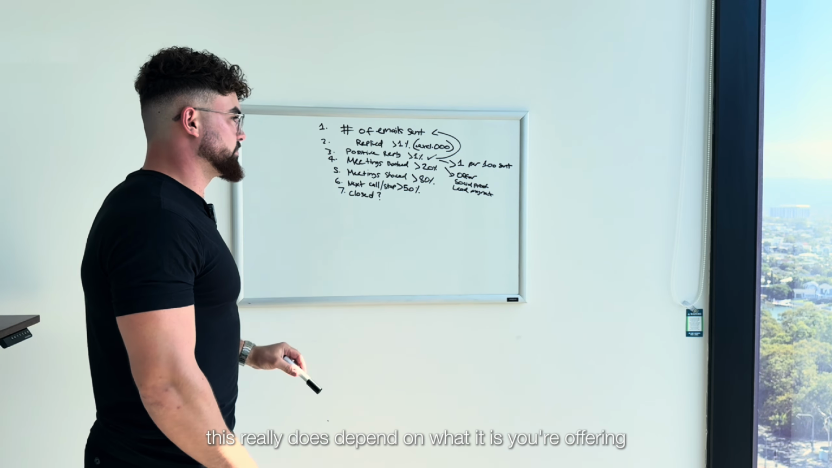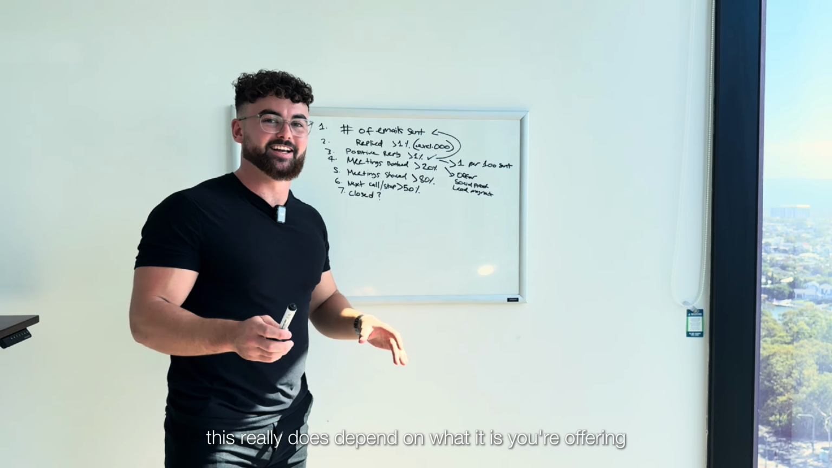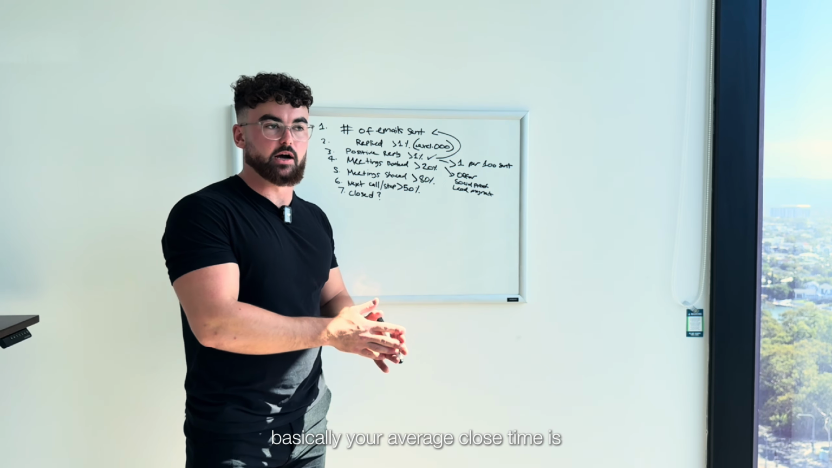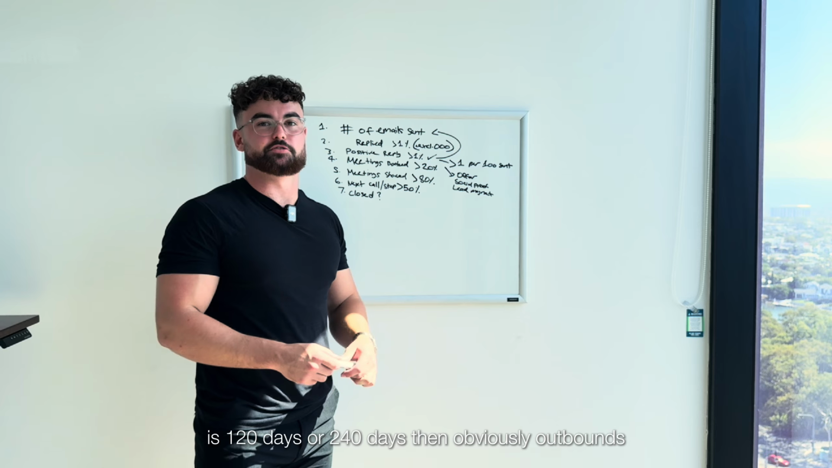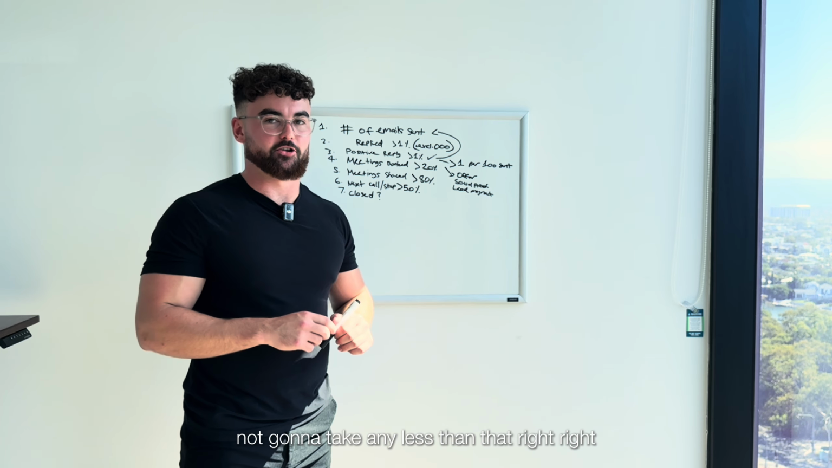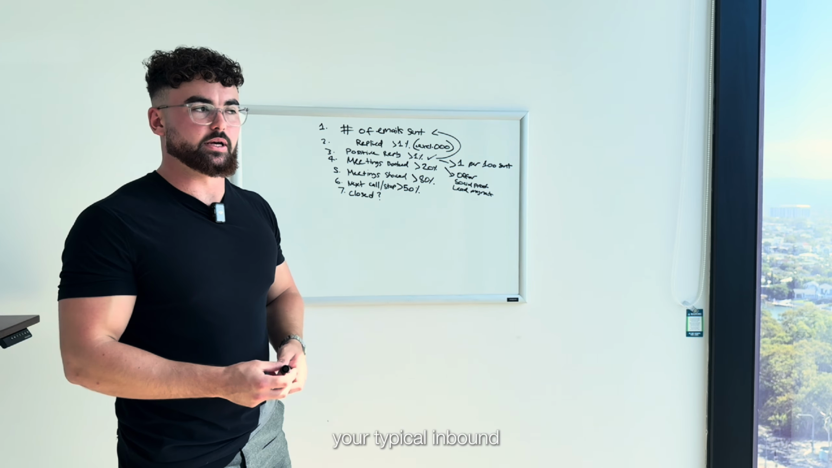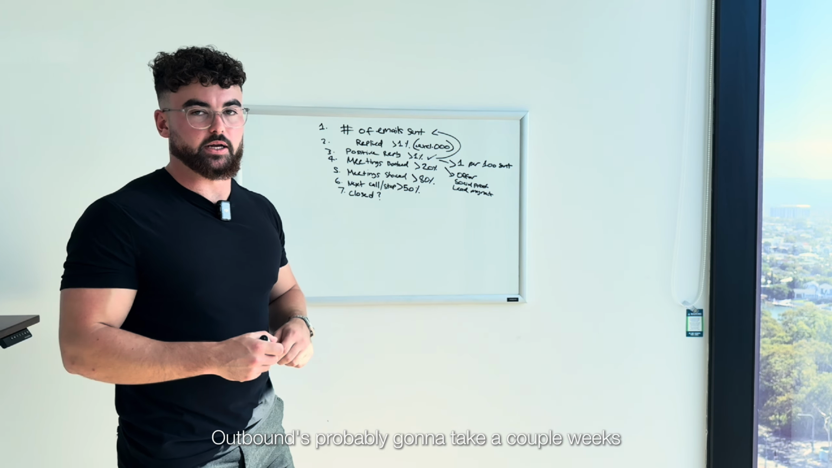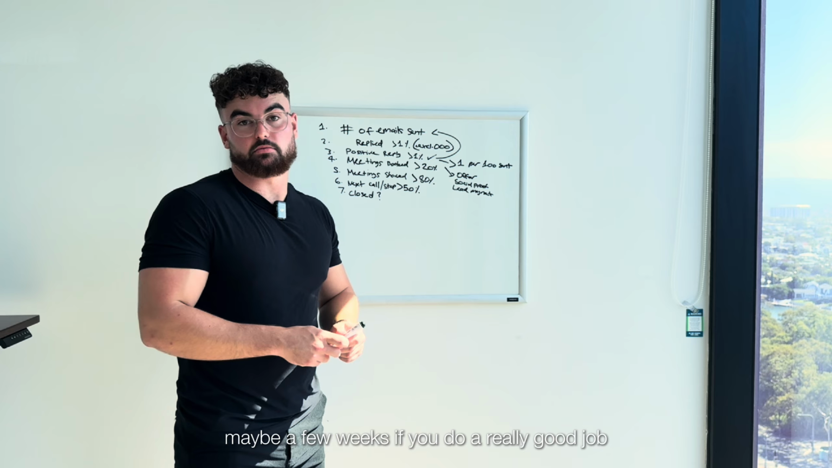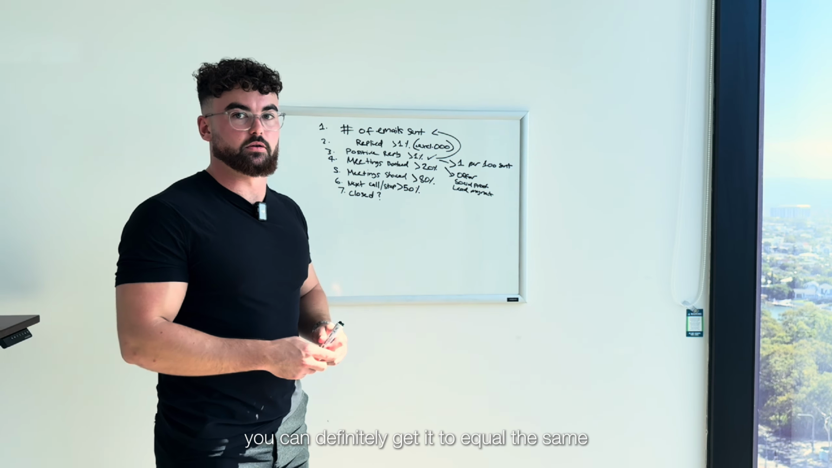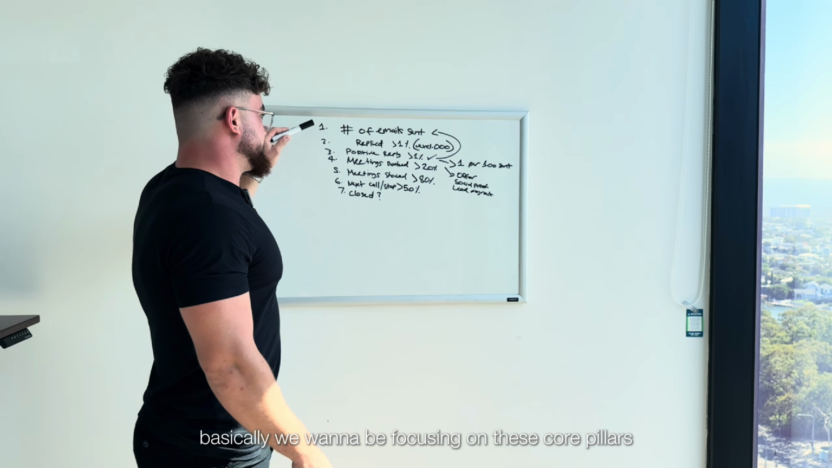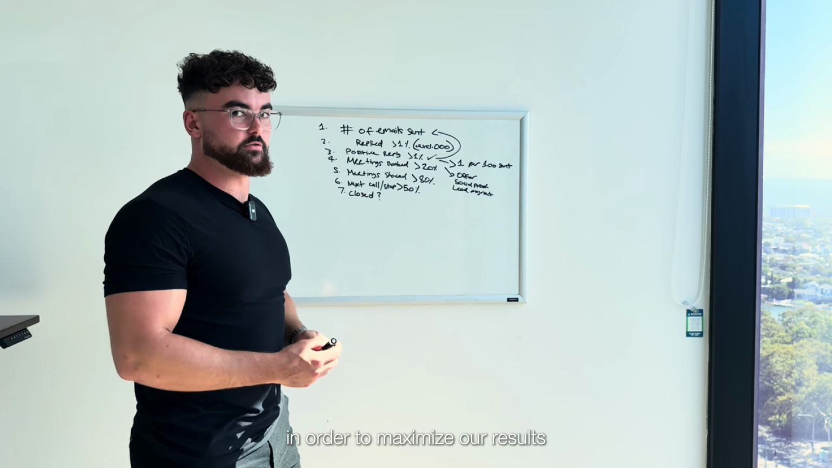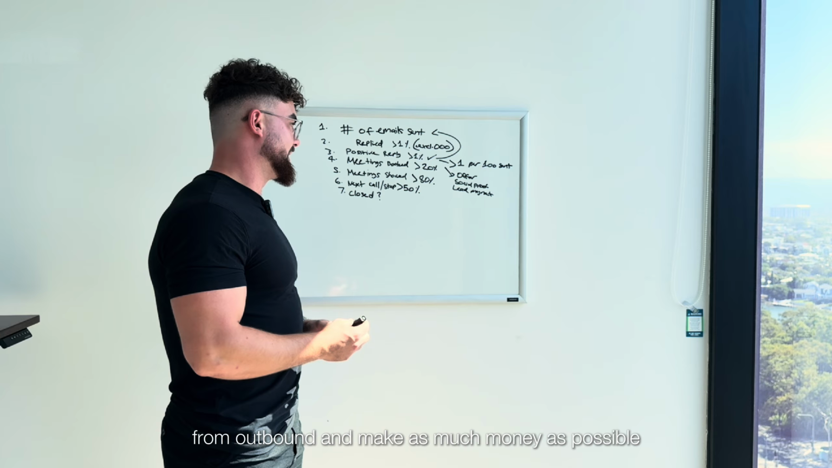If we look at the close rate, this really does depend on what it is you're offering, how big your typical sales cycle is. Even from inbound leads, if your average close time is 120 days or 240 days, then obviously outbound's not going to take any less than that, right? If your typical inbound sales cycle is 7 days, okay, that's great. Outbound's probably going to take a couple weeks, maybe a few weeks. If you do a really good job, you can definitely get it to equal the same. Basically, we want to be focusing on these core pillars in order to maximize our results from outbound and make as much money as possible.